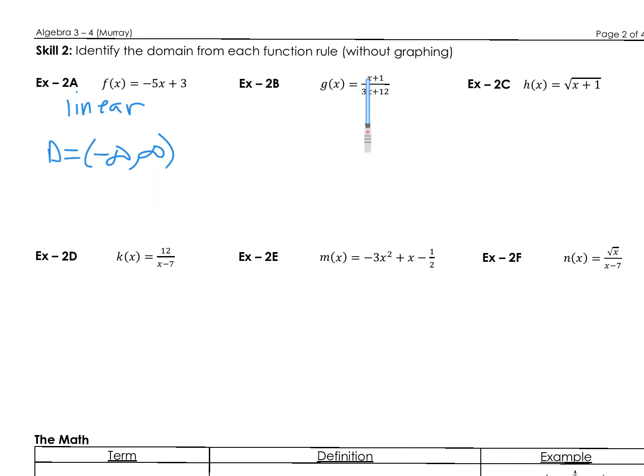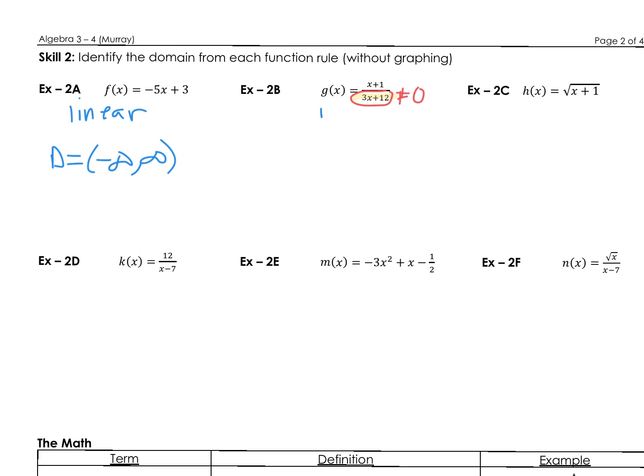This one, however, I don't care about the x plus 1. I care about only the 3x plus 12. So that's the only part right there that I care about. That denominator right there, this whole denominator, it cannot equal 0. So we have to figure out what x value is going to create 0 in that denominator. So we're just going to take that out, 3x plus 12, and we're going to set it not equal to 0.